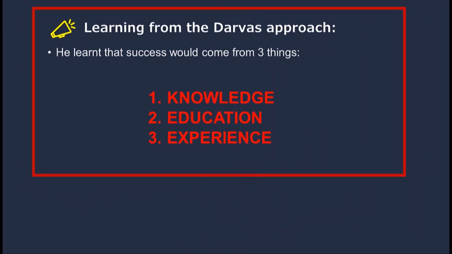If we're keeping it really simple, then we could summarize Darvas's success down to 3 areas. One was knowledge, second education, and the third getting that experience under his belt, the live trading, the analysis of those results to become a success.